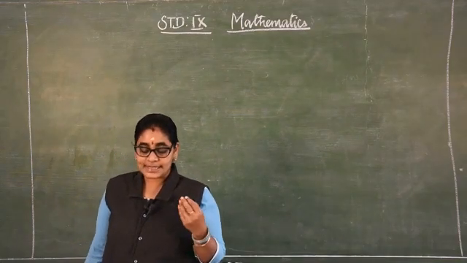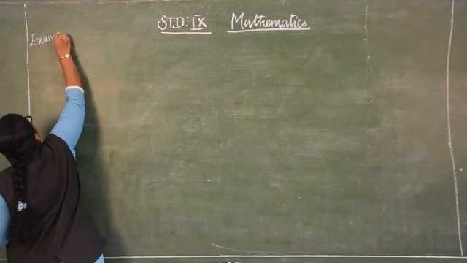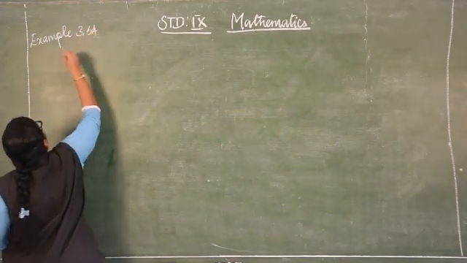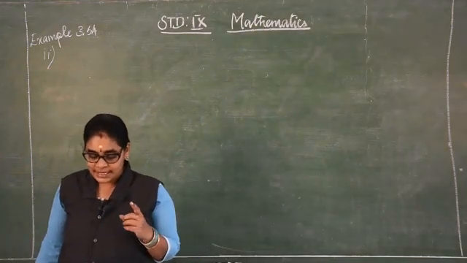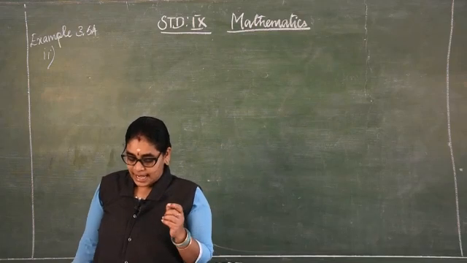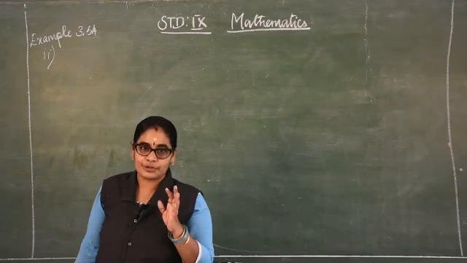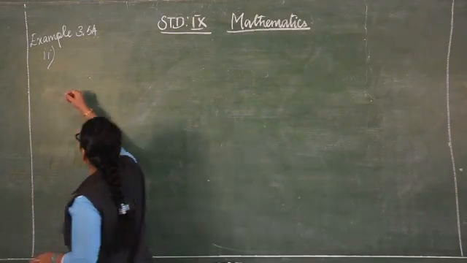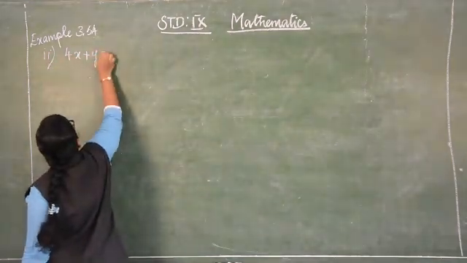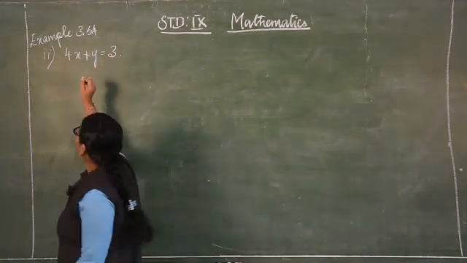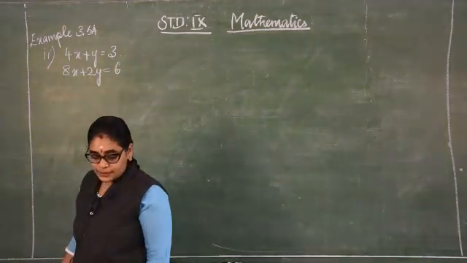Now we are going to learn the second subdivision of example 3.54. Already we learned the first subdivision. Check whether the following system of equations is consistent or inconsistent and say how many solutions we can have if it is consistent. So we have to write the type of solution also. Now the question is 4x plus y is equal to 3 and another 8x plus 2y equal to 6.